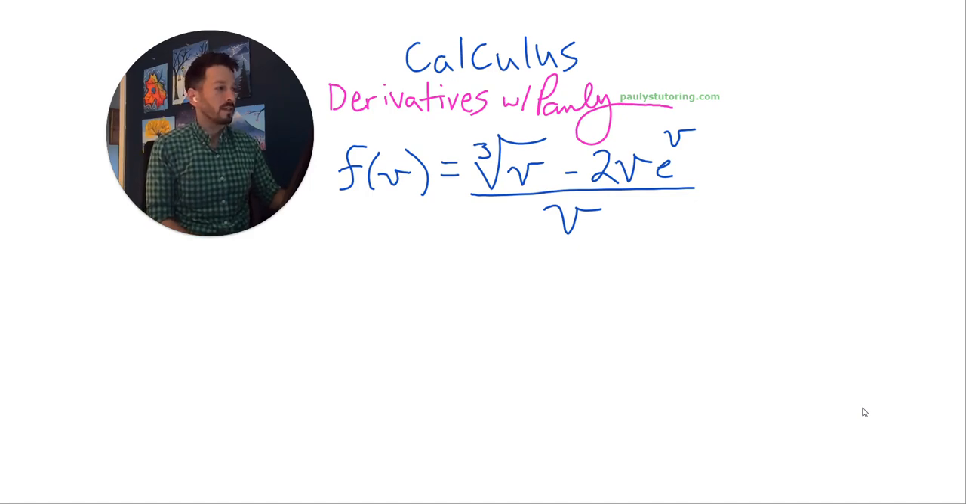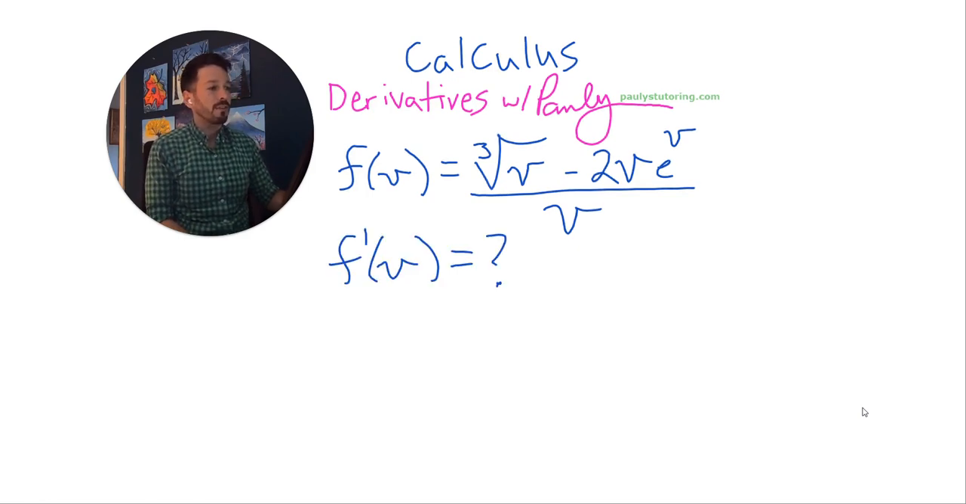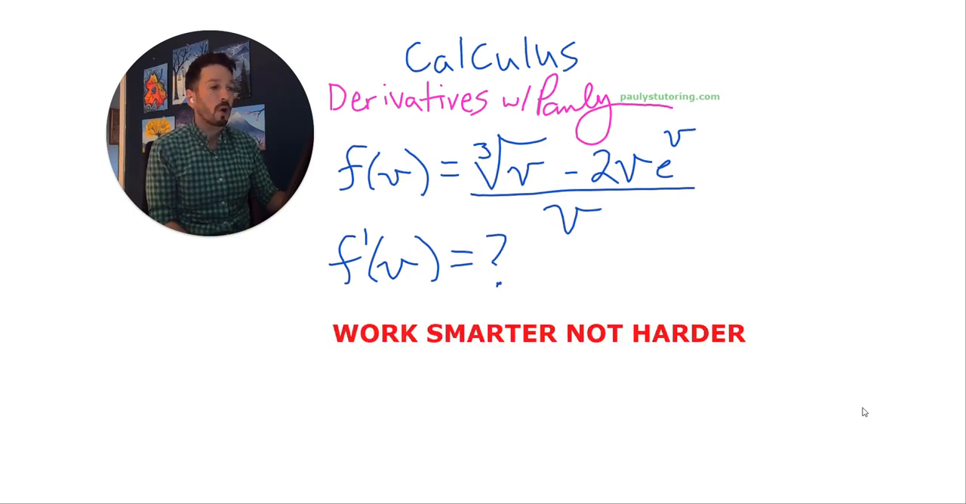We're doing calculus and derivatives, and we have to differentiate f of v. F is a function of variable v. And there's multiple ways of doing this. Our goal here in this video is not to say, okay, this is how you differentiate it, but this is how you work smarter, not harder, okay? How can we adjust and simplify this function in order to make it easier to differentiate?